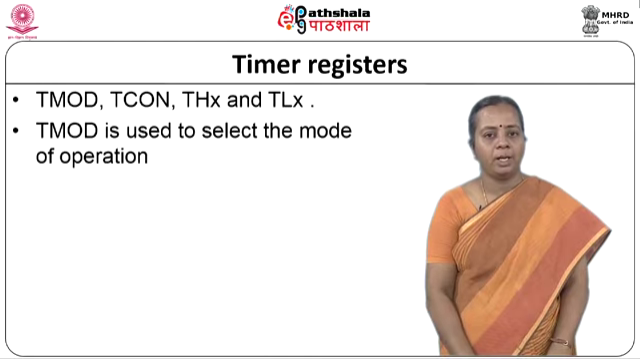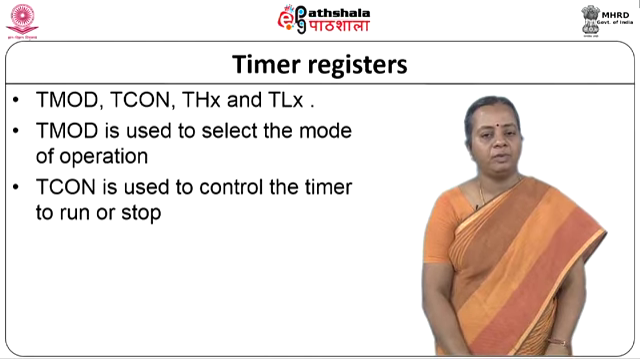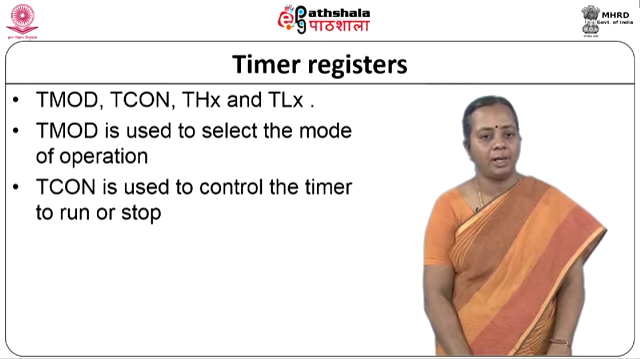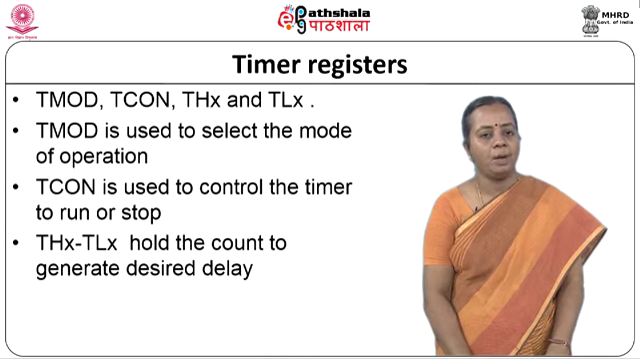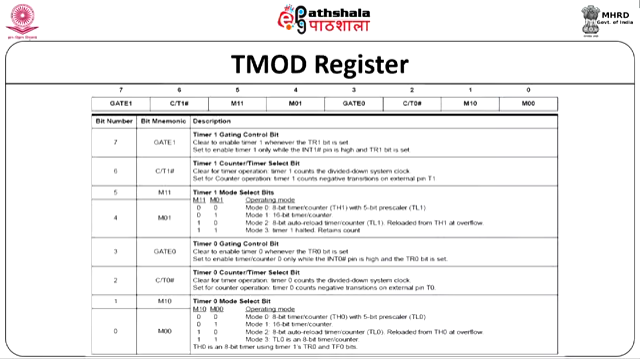Now when I am looking at the timer registers, other than TLx and THx, I will have TMOD and TCON. The TMOD is the timer mode register, which is used to select the mode of operation, whereas the TCON is used to control the timer, whether it should stop or run. TL and TH combine together to hold the count to generate the desired delay or to hold the number of counts. The TMOD register is an 8-bit register.